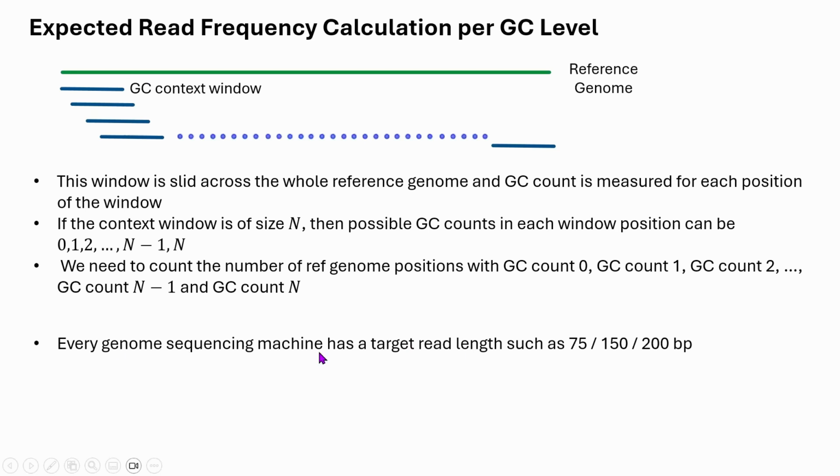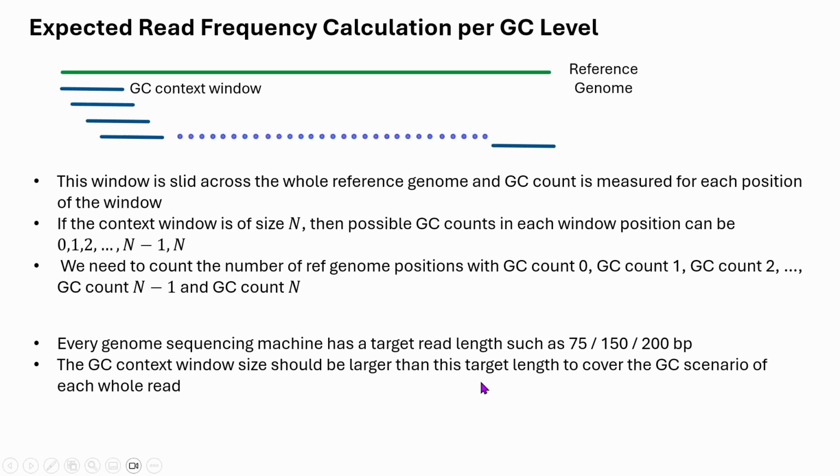When you do sequencing in a sequencing machine, it has a target read length, such as 75, 150, or 200. That means most of the reads will be around this range. So if the target length is 150, most of the reads sequenced will be around size 150. So your GC context window size should be a little bit larger than 150 in that case. The size should be larger than the target length to cover the GC scenario of each whole read that is sequenced. That is the key.